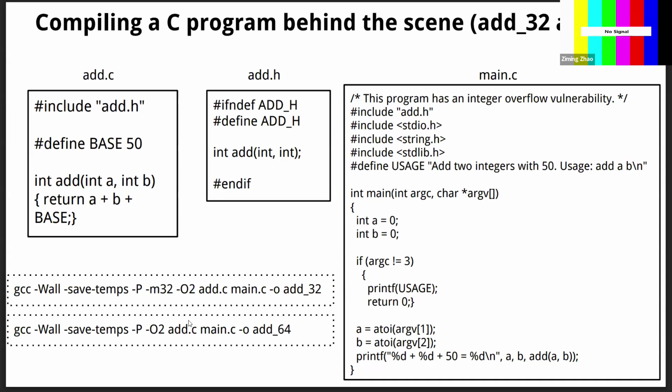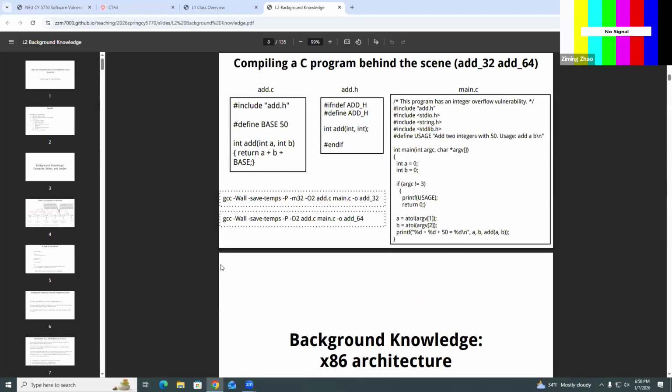The C library function takes 4 arguments here. The first argument is a string. We call it a format string. Then we have 3 more arguments, A, B, and we also call function add here. And function add is defined here. It takes 2 arguments, adds them together, and also adds 50. That's it. So let's see how we compile this one.